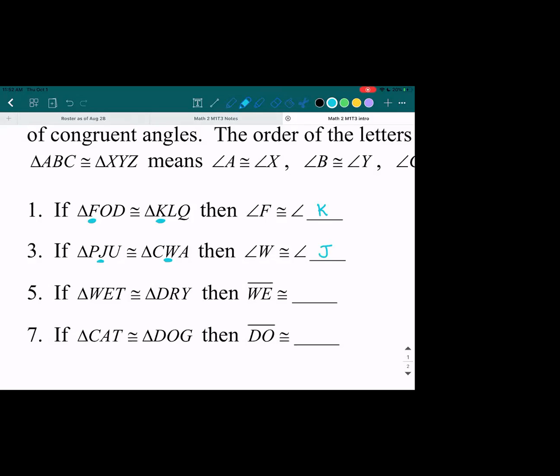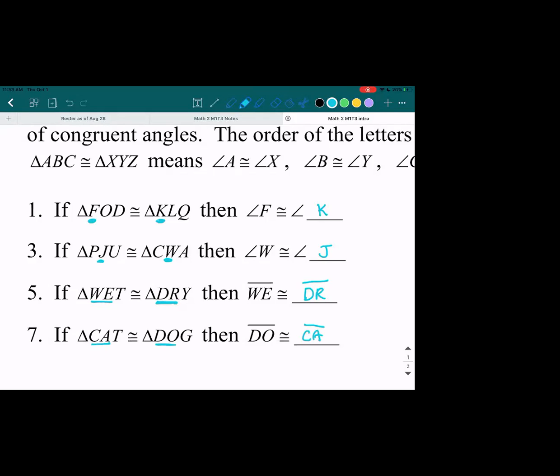Okay, if triangle WET is congruent to triangle DRY, then segment WE, which is the first two, should be congruent to segment what? DR. Good, because those are the first two of that triangle as well. Nice. Okay, one more time for this little side of the worksheet. If triangle CAT is congruent to triangle DOG, then segment DO should be congruent to what segment? CA. CA, great, because those are the first two letters.